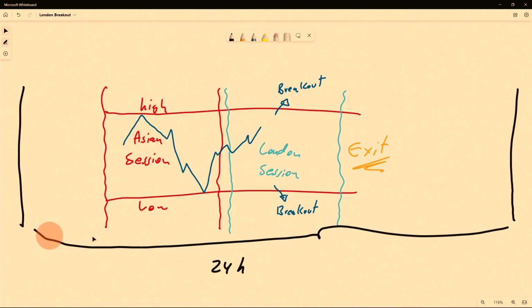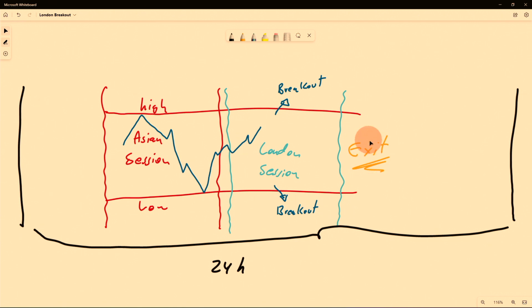Okay, so here is an illustration of how that works. Imagine this is the 24-hour trading day, and in the red brackets, this is the Asian session. The price in blue will go up and down. We will mark the low and the high of this Asian session. Then once we enter the London session, we wait for a breakout of this high to go long or a breakout on the low side to go short. And then by the end of the London session, we exit.